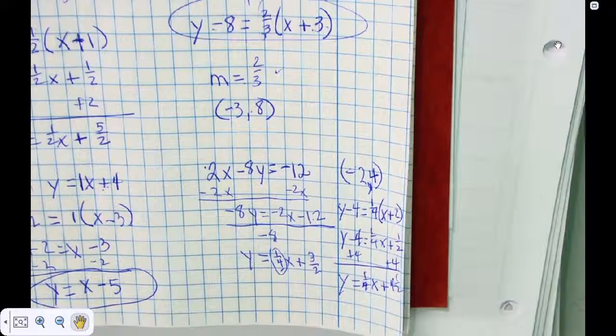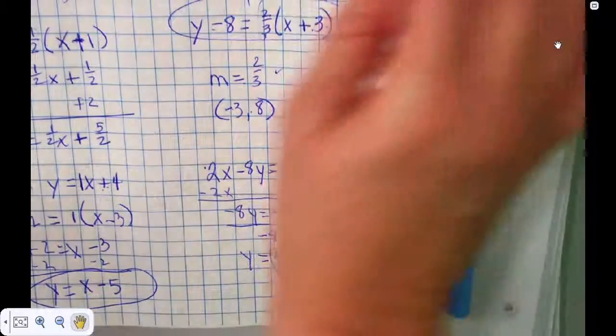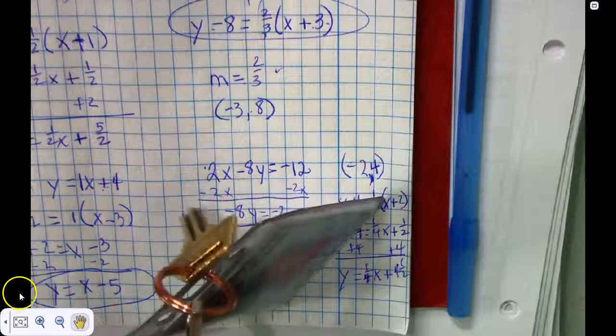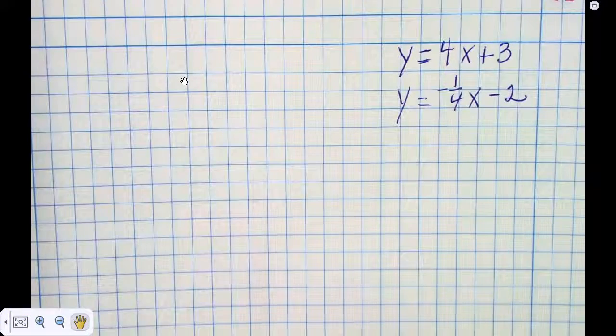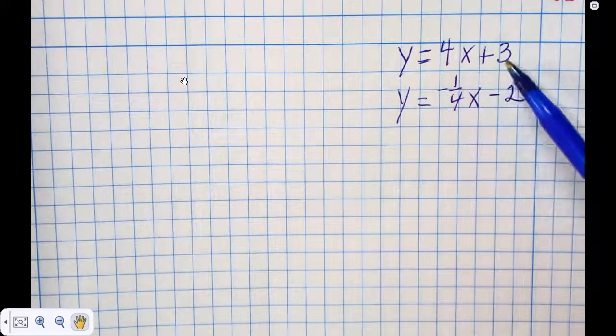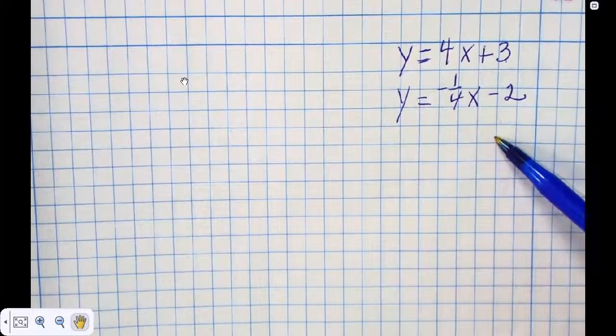Okay. Does everybody get that? You think? Okay. That's all we're going to do for right now. And then we're going to come back and do something else. So if it's parallel, they're going to have the same slope. Okay, now we're recording and we're graphing these two equations.